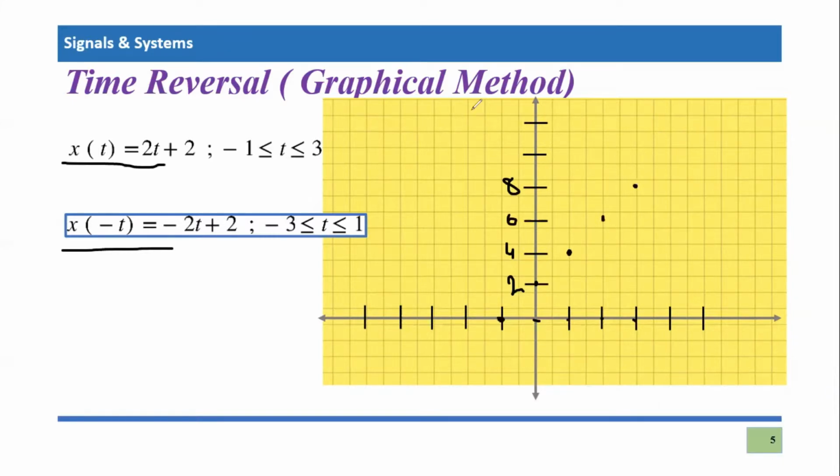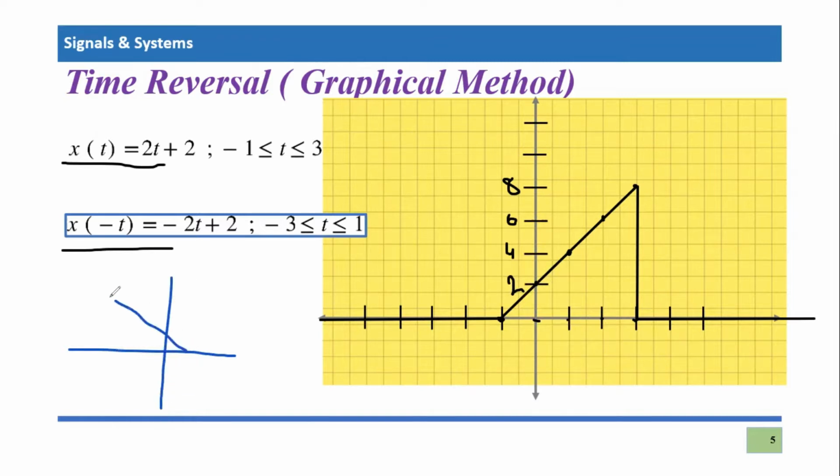If I connect these points, our signal will look like this. Since this signal is defined only in this interval, in the rest of the part, greater than 3 and below -1, the signal value will be simply 0, right? So this is the original signal. Let's plot the time reversal part. Let's plot the signal and verify whether it actually flips the signal around the y-axis or not, right?